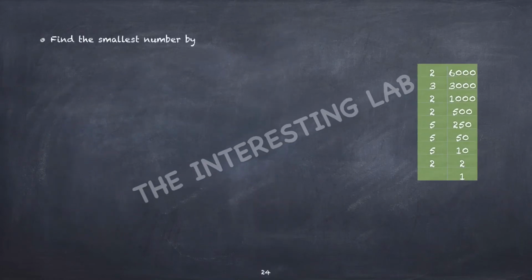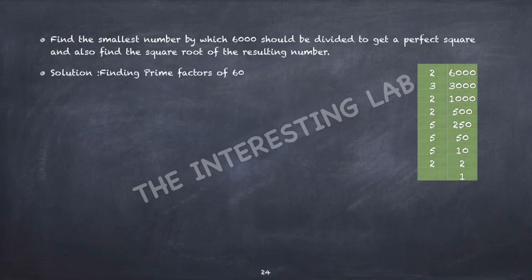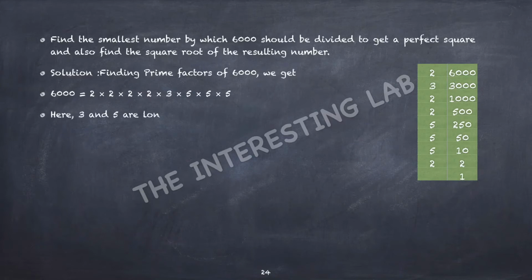Find the smallest number by which 6,000 should be divided to get a perfect square, and also find the square root of the resulting number. Solution: find the prime factors of 6,000. 6,000 is equal to 2 times 2 times 2 times 2 times 3 times 5 times 5 times 5. Here, 3 and 5 are lonely, without pairs. So, divide 6,000 by 3 times 5, which is 15.